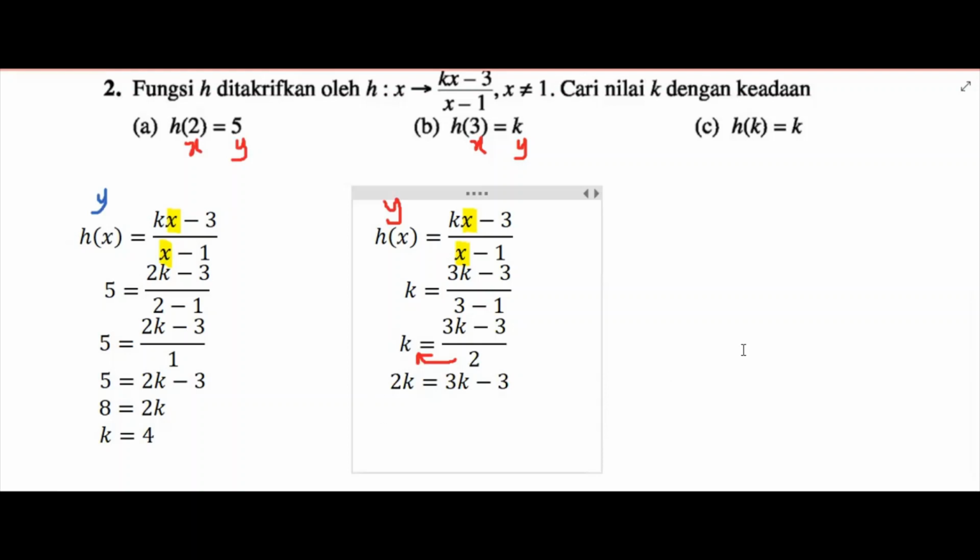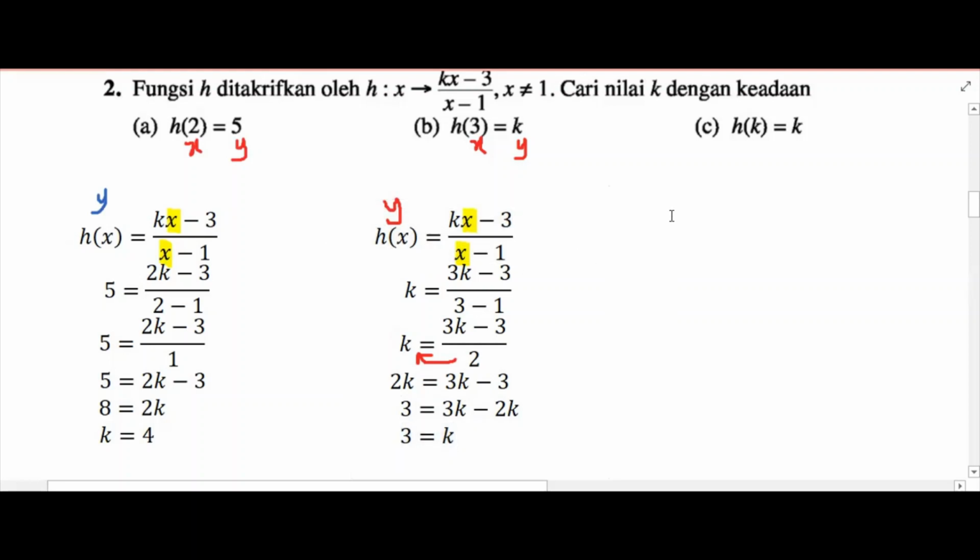Okay, macam mana dapat positive 3? The 2k, okay, let's say 2k, I move 3k to the left hand side pun boleh, or I move the 2k to the right hand side pun boleh. Okay, saya pilih 2k ke kanan. So, negatif 3 pindah ke kiri ya. So, negatif 3 pindah ke kiri jadi positif 3. And then 3k, and then 2k move to the right side become minus 2k. So, sini k equals to 3. Done.